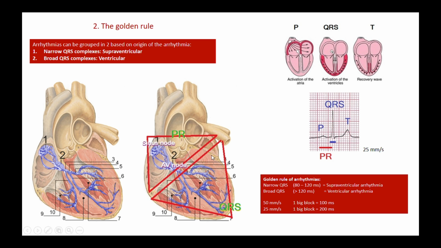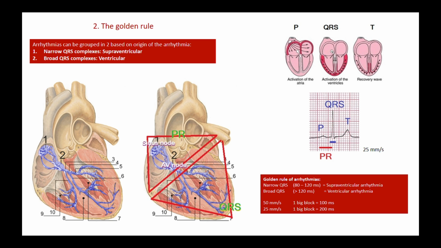You see the ventricles, their electrical activity, their depolarization, is shown by the QRS on the ECG. So if we have a problem with ventricular conduction, the QRS complex will be affected. So broad QRS complexes show us that we have a ventricular arrhythmia. On the other hand, if we have narrow or completely normal QRS complexes, the arrhythmia problem is originating supraventricularly, above the ventricles. The ventricles are not directly causing the arrhythmia.